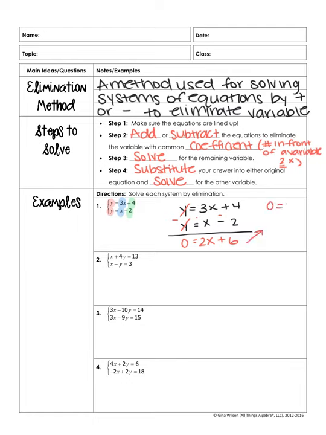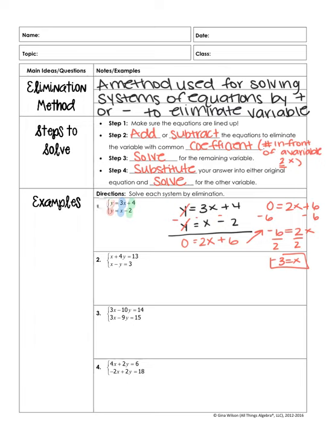So I'm going to write it over here. I'm going to subtract 6 and put it on the other side. 0 minus 6 is negative 6. So I'm left with negative 6 equals 2x. Divide both sides by 2, and you get x equals negative 3. So that's great. You're halfway done.